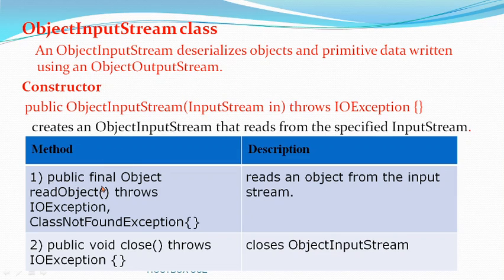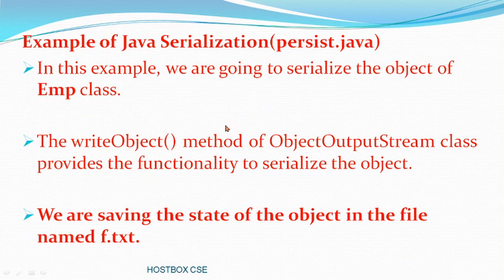Then there is a method: public final Object readObject() throws IOException, ClassNotFoundException, followed by open brace and close brace. This reads an object from the input stream. Whether you say a.txt or b.txt, it goes and reads the object from the input stream. Then public void close() closes the ObjectInputStream, that is, it closes the file and stops the current operation.